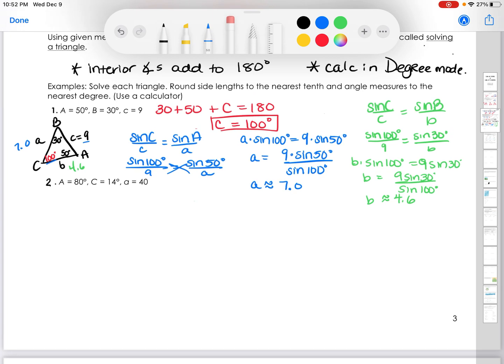Actually, I think I have one more problem hidden down here. Here we go. Let's use this problem too. We'll do one extra one. Okay. All right. So for number 2, same kind of concept. We'll draw our triangle. We have ABC. So angle A is 80, angle C is 14, and we're given that lowercase a is 40. All right, and then we have this is C and this is B.